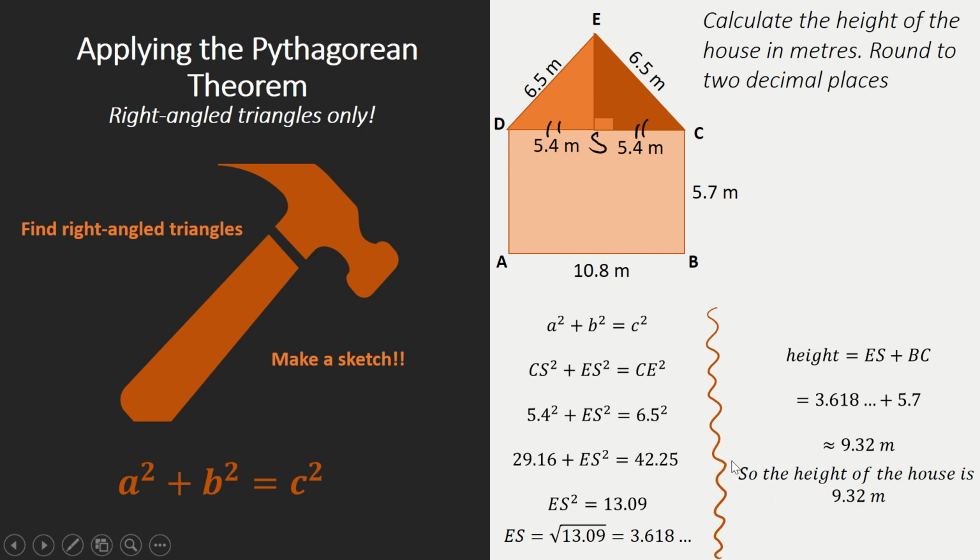Last but not least, our conclusion. So the height of the house is 9.32 meters. Well, if you need to apply the Pythagorean Theorem, please always search for right-angled triangles and make sure you make a sketch. If you have any questions, then please let us know.